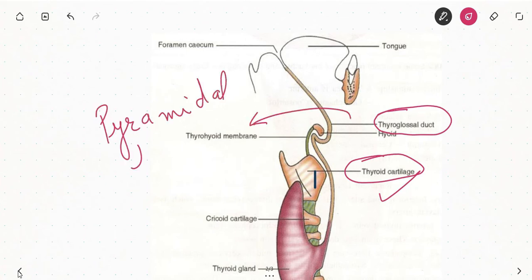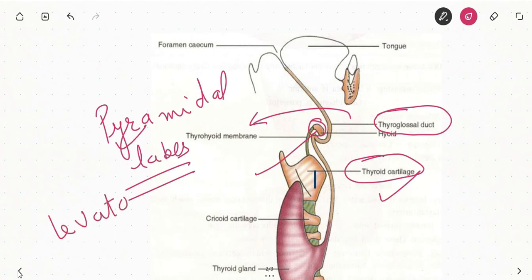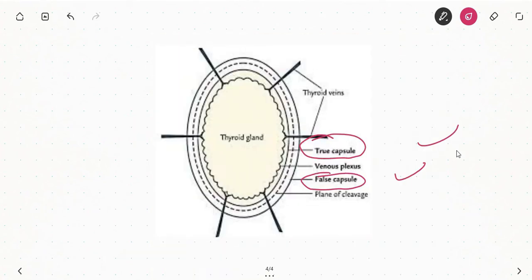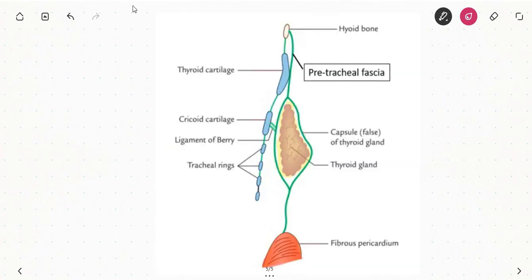In some patients, the remnant of the thyroglossal duct is known as the pyramidal lobe. So this pyramidal lobe is attached to the hyoid with the help of levator glandulae thyroideae. The capsule of thyroid can be a true capsule or a false capsule.